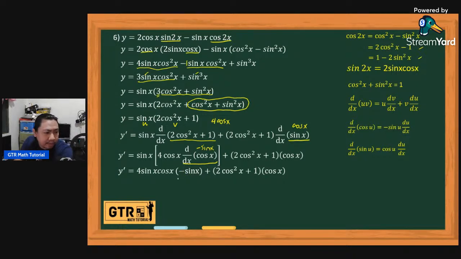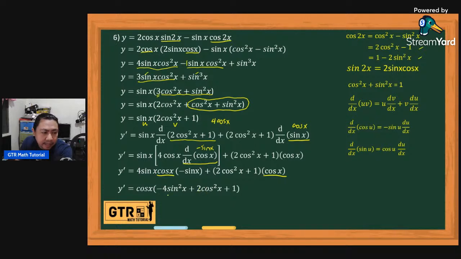So then simplify again. We can factor out the common term. There is a common term of cosine x and then another cosine x. So we have cosine x in both terms, so we can factor out the cosine x. Therefore we have cosine x times negative 4 sine squared x plus 2 cosine squared x plus 1. Then we will simplify the terms inside the parentheses.